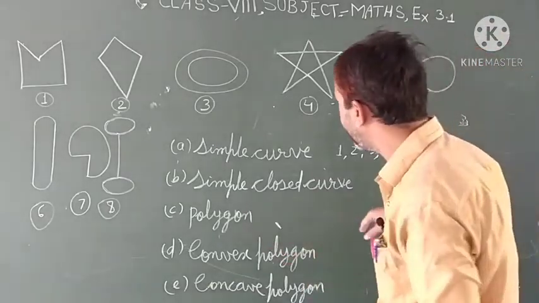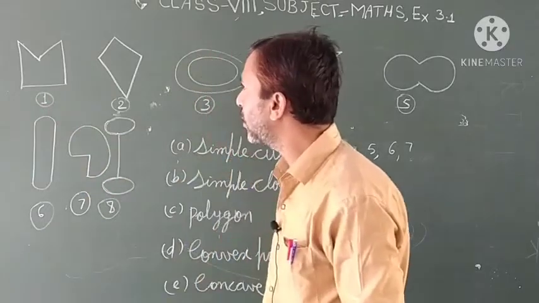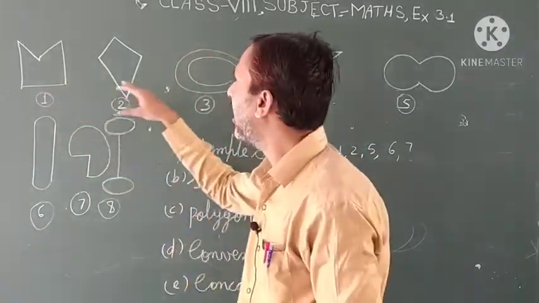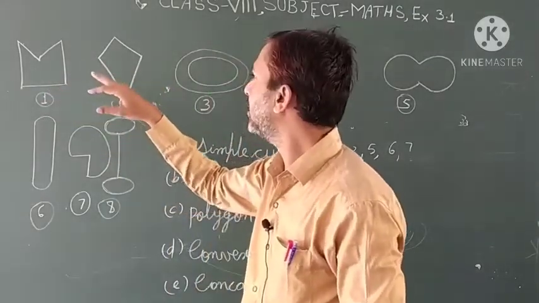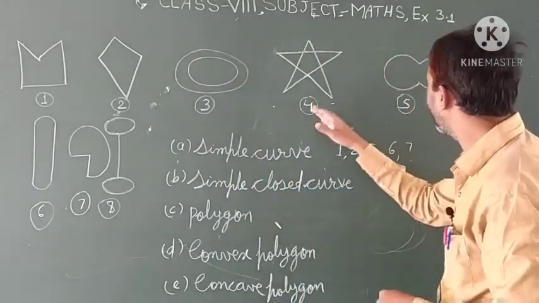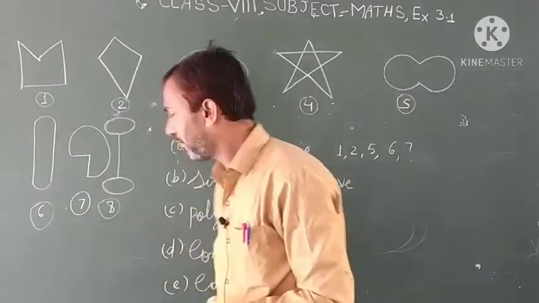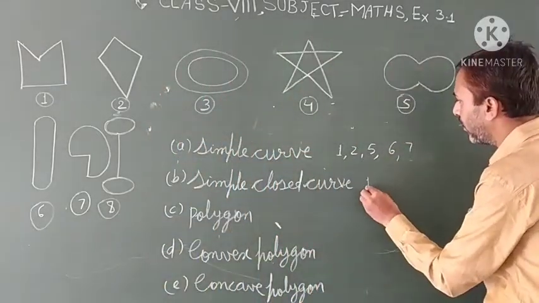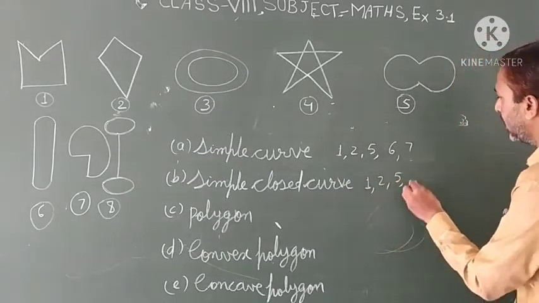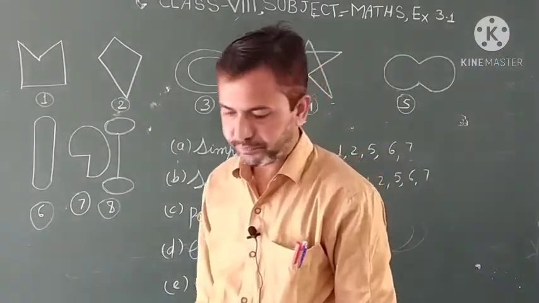Now the B part of it, the simple closed curve. So the 1 is the simple and closed. Why? Because the starting points and the end points are the same, and same for the figure 2 and not for figure 3, not for figure 4, same for figure 5, figure 6 and figure 7. So the figure 1, 2, 5, 6 and 7 are simple closed curve.